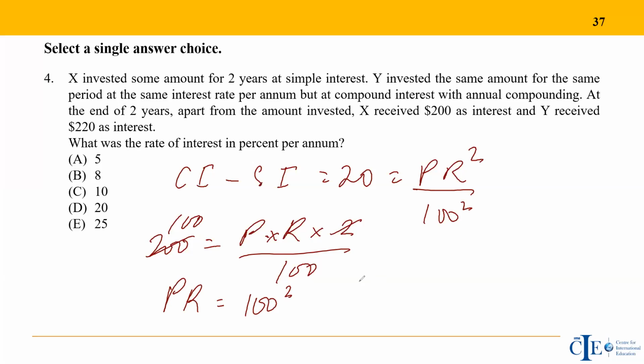So this would become 20 into 100 square, which is PR into R. So this PR is 100 square, and hence R is the 20 part. So you can say R equals 20%.